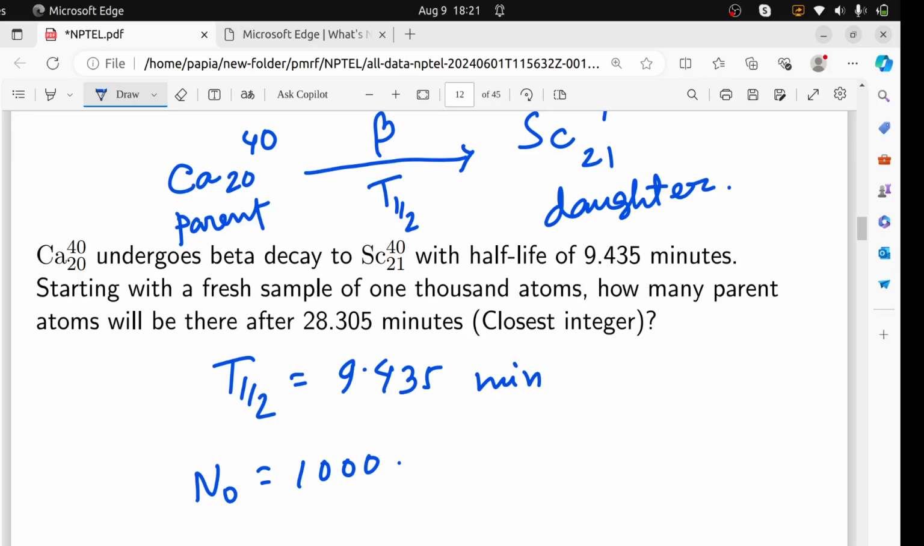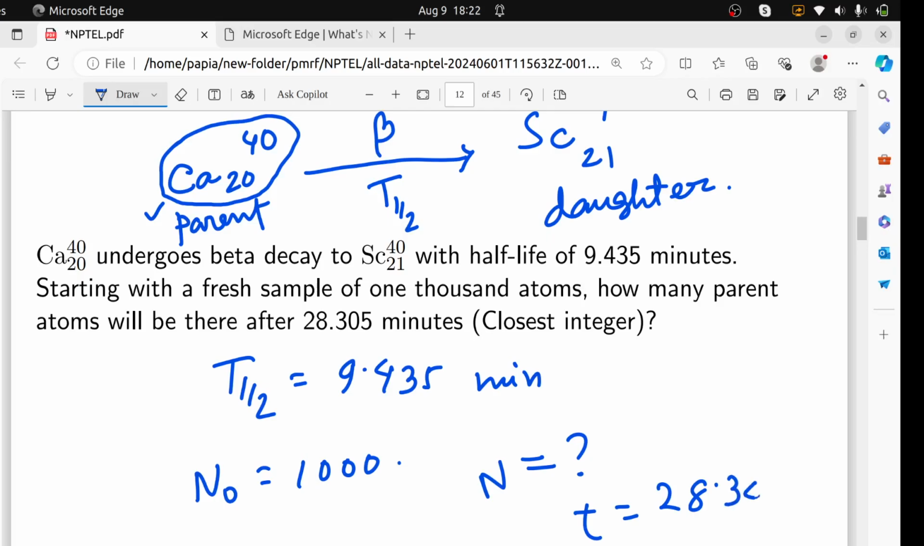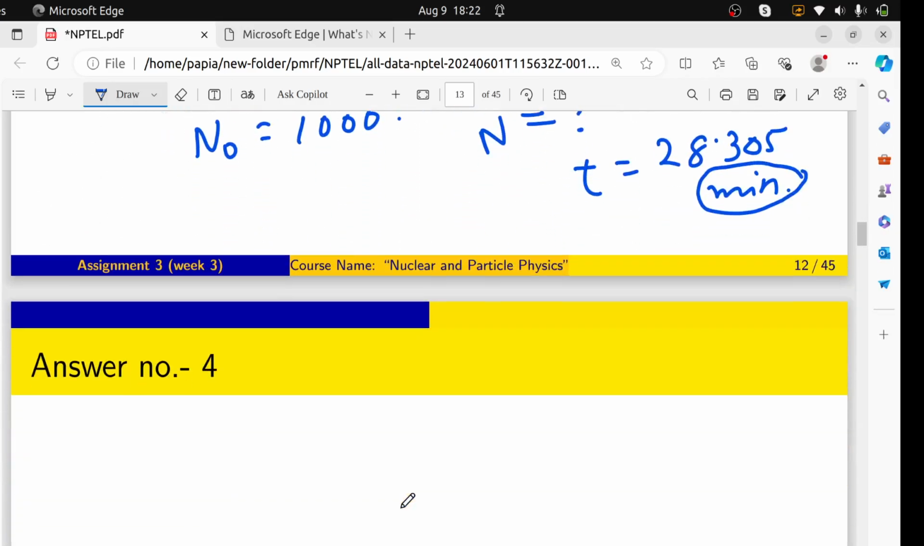How many parent atoms? I already told you that the parent atoms for this case are calcium 20. So what are they asking? They are asking how many parent atoms will be there after 28.305 minutes. That means they are asking nothing but N, and t is already given as 28.305 minute. Now see the dimension also: this unit is in minute, and this unit is also in minute. So we don't need to change any minute to second or second to minute, because both are given in minute. So it's fine, very good.